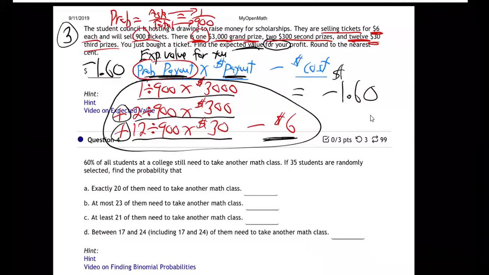Okay, that makes sense. Good. Other questions on this one? So mine came out -$1.60. So we expect to lose $1.60 overall. How'd you put that in the calculator? Literally just like this. You type 1 divided by 900 times 3,000 plus 2 divided by 900 times 300 plus 12 divided by 900 times 30 minus 6. And then just hit equals at the end. Literally just type that straight into your calculator, and that should do it for you.